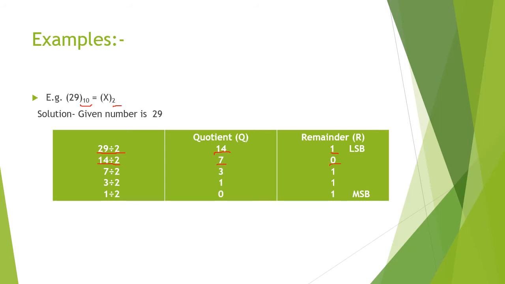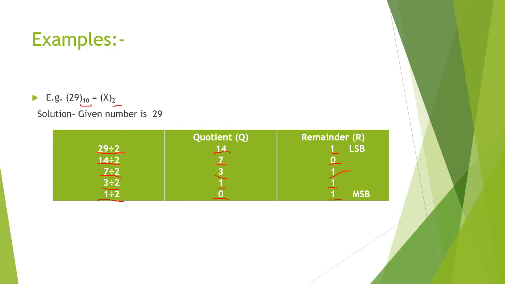Then again we have to continue this process because our quotient is not 0. So we have to divide 7 by 2. Quotient will be 3 and remainder will be 1. Then again 3 divided by 2, quotient will be 1, remainder will be 1 again. Now again the quotient is not 0, so we have to divide 1 by 2. Now our quotient becomes 0. So we have to stop this process and write down the remainders.